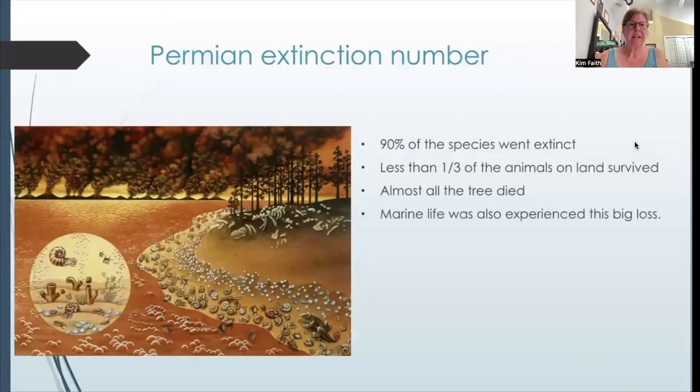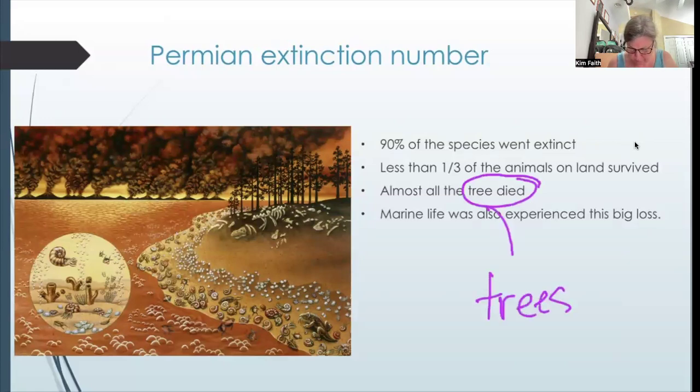So during the Permian extinction, we look at numbers, 90% of species went extinct. Less than a third of the animals on land survived, and almost all the trees died. Oh, I think it's like almost all the trees, like plants, like it was bad. So yeah, I think it's trees. Trees should be plural. Okay. So again, we're gonna go back to small plants, brushes, shrubs.